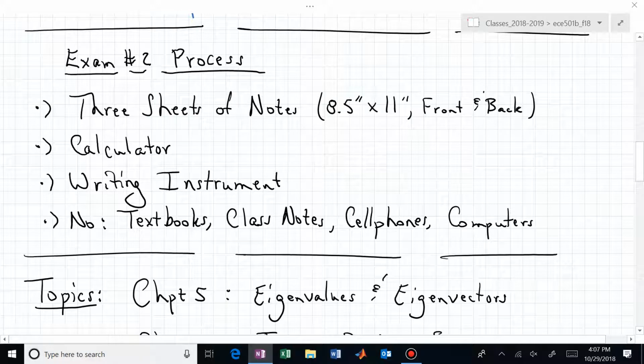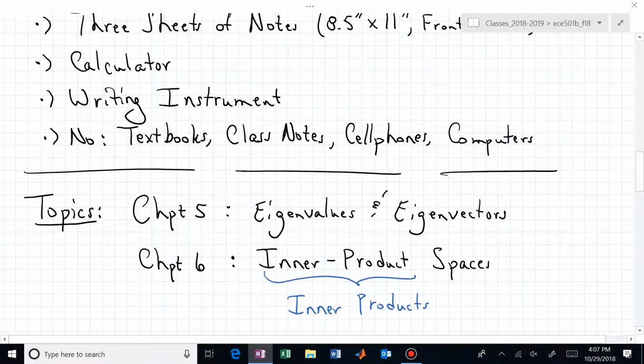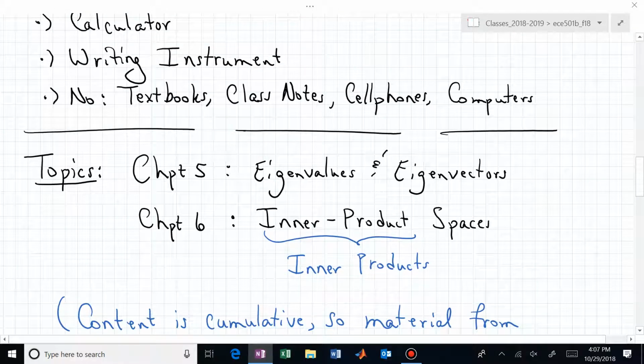Calculator, writing instrument. I don't know how much you'll need the calculator, but you'll definitely want to bring something to write with. But what you can't have access to are the textbook, the notes. You already have 6 sides of a paper for your notes, but you can't have anything more than that. No cell phone, no computer, no neighbor, etc. Questions on that should be consistent with exam number 1.